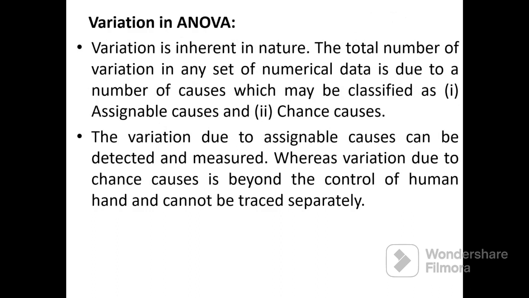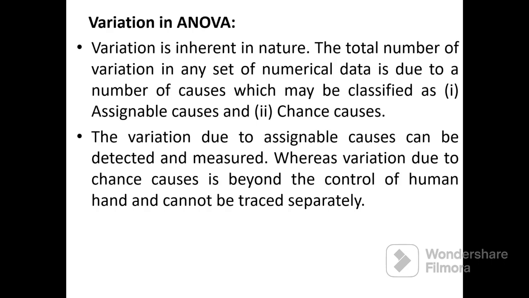So how is this variation calculated? In mostly the Anova, we consider two types of variation, assignable causes and chance causes. Assignable causes are the causes which can be controlled by human. It is in our hand to reduce them, or they can be traced also, but chance causes are not like that. Chance causes are inevitable. They cannot be controlled as well as they cannot be identified, okay?